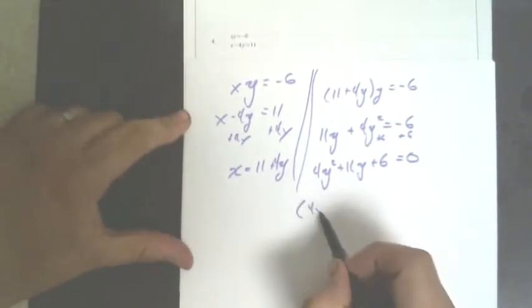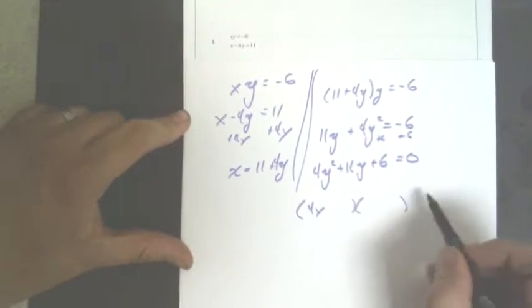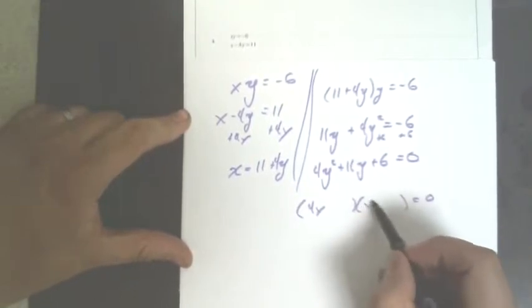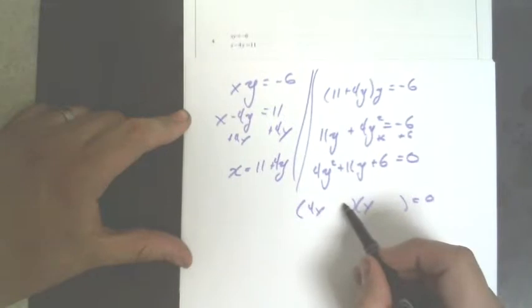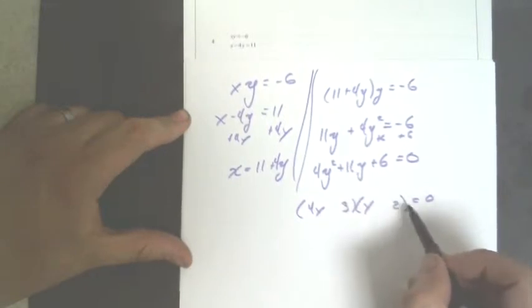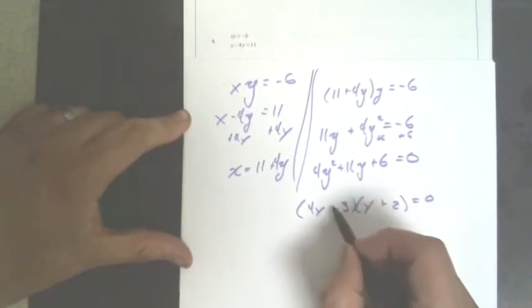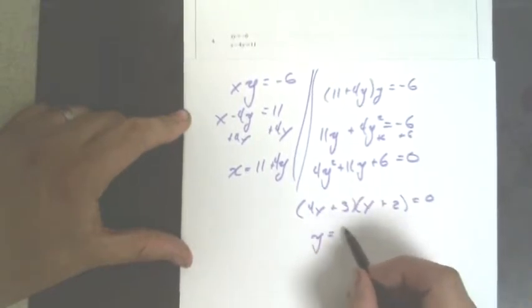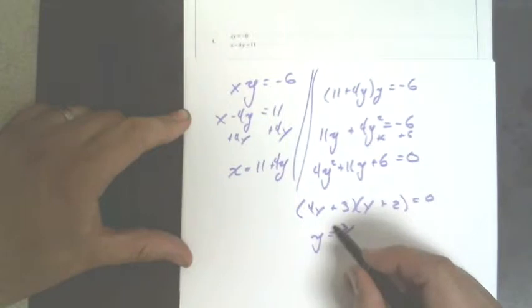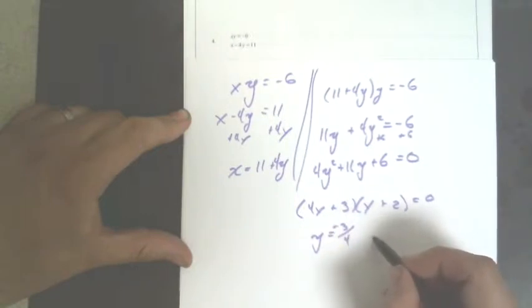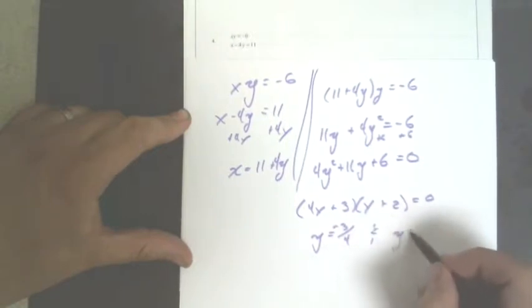You guys know how to solve quadratics. Heck, that might even be factorable. Is that factorable? 4y and y, and 3 and 2. That would be 8, and 3 is 11. Yeah, it's even factorable. So your solutions are y equals negative 3 fourths, and y equals negative 2.